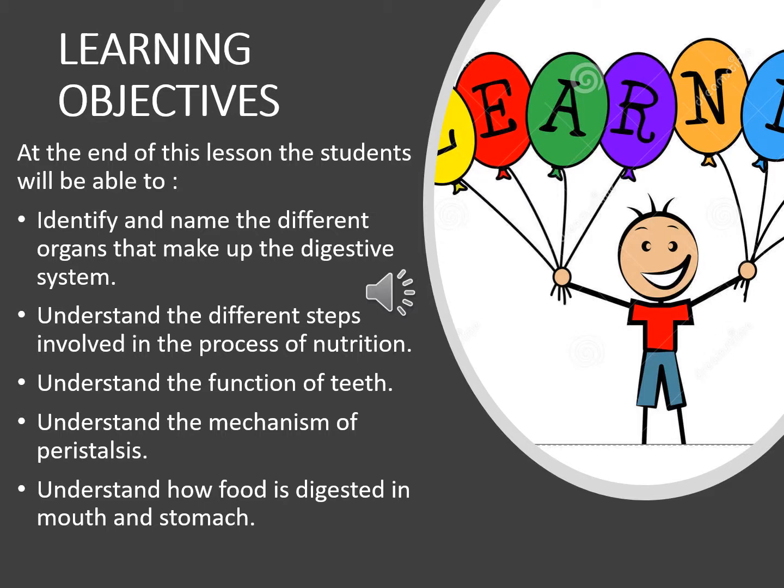Before we move on to the detailed discussion of the human digestive system and the explanation session, let me quickly share with you the learning objectives of this lesson. At the end of this lesson, you will be able to identify and name the different organs that make up the digestive system. You will understand the different steps involved in the process of nutrition. You will also understand the function of teeth, understand the mechanism of peristalsis, and also understand in detail how food is digested in the mouth and stomach.